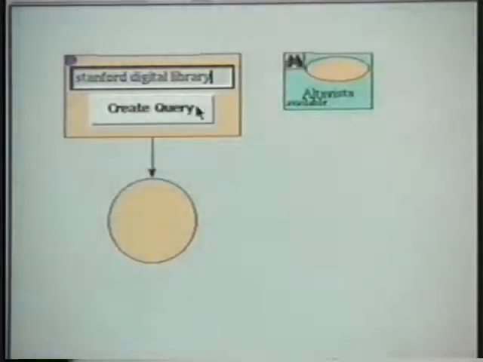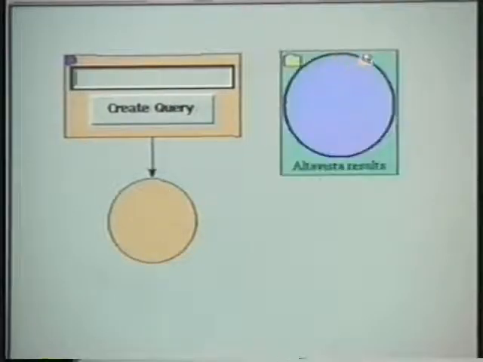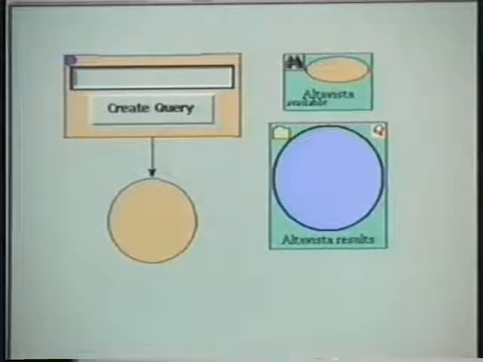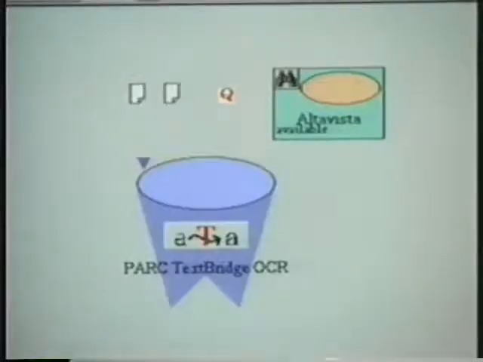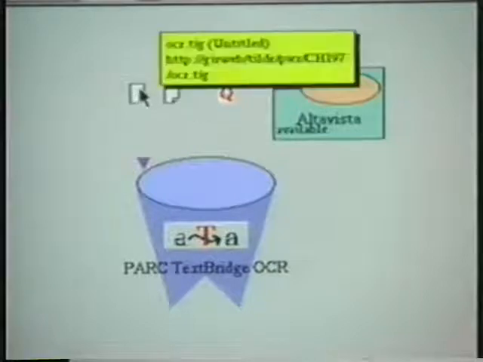Let's look at object animation in Delight. Notice that a query dropped on a search service moves to join the result emitted by the service. Any document in a collection can be copied off by dragging a copy of its icon out of the collection. Animation is also used as a progress indicator.